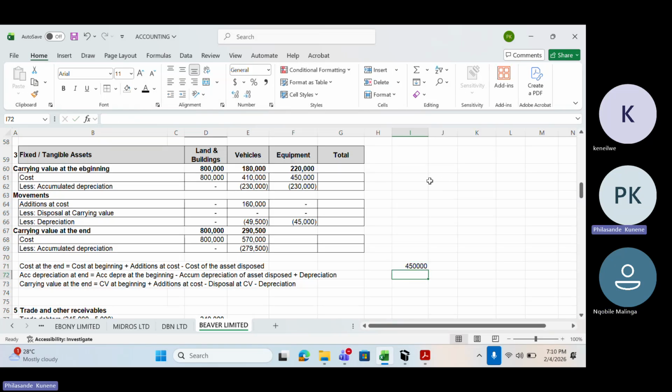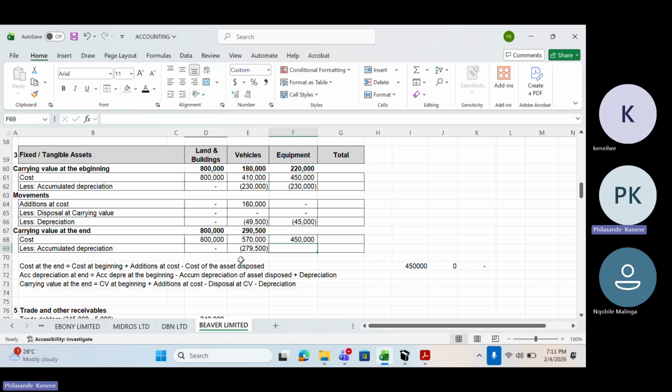450,000 rands, okay? Cost at the beginning plus additions at cost. Do we have additions at cost? No, so we have 0 here. Minus cost of the asset disposed. Did we dispose of any equipment? No, we didn't. It's 0. So how much is the cost at the end? Again, 450,000 rands.